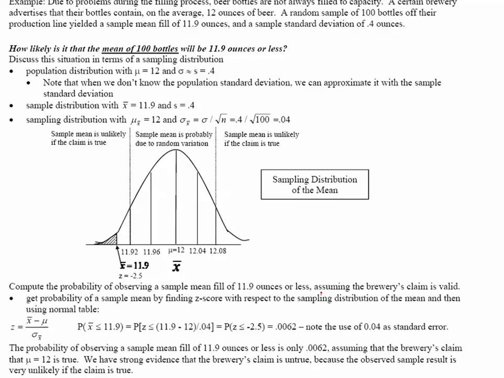Well, that doesn't sound like much. It doesn't sound like we're too far off the 12 ounces that they expected. But the question that we have to ask is, how likely is it that the mean of 100 bottles will be 11.9 ounces or less when we expected the mean to be 12 ounces? So we can once again use the central limit theorem to assume a normal distribution. And when we calculate the standard error, it is equal to the standard deviation of 0.4 divided by the square root of n, which is 100. So we have a standard error of 0.04.